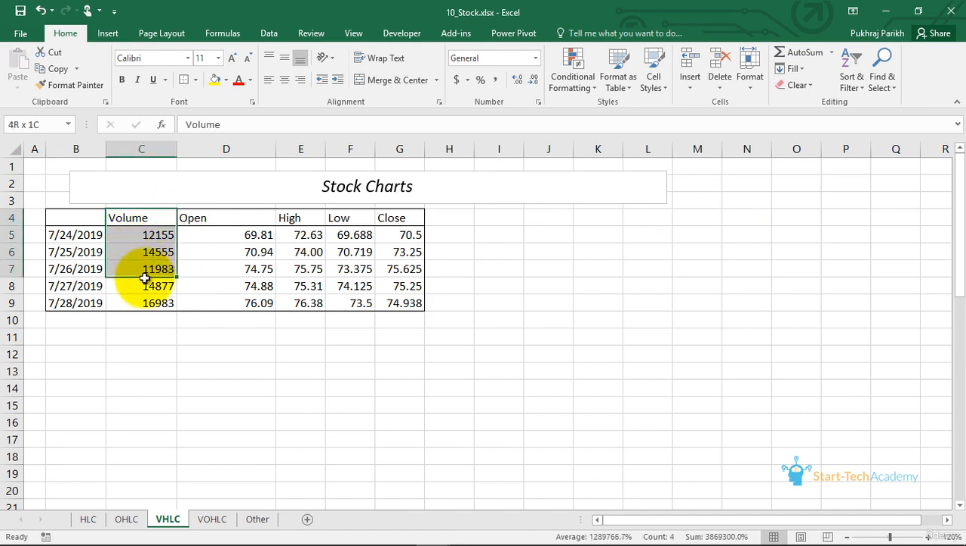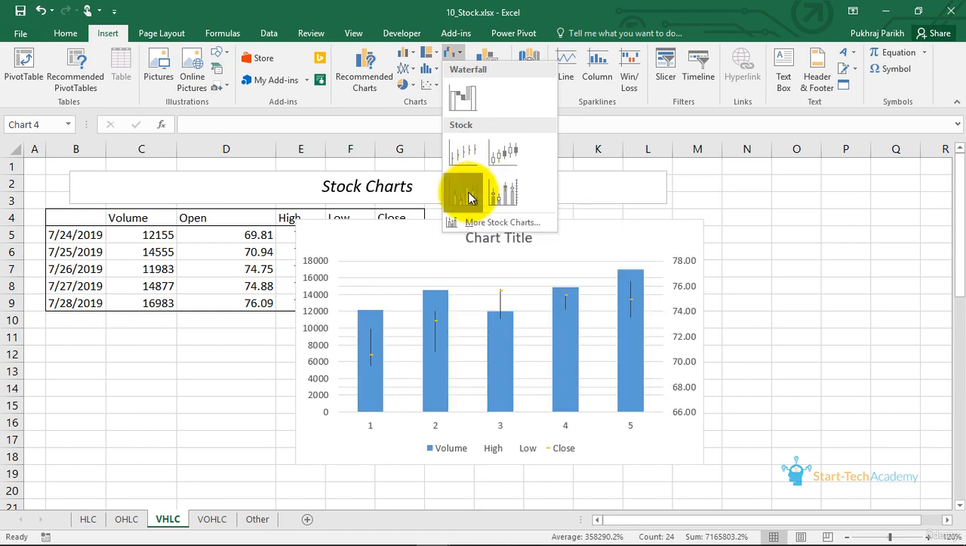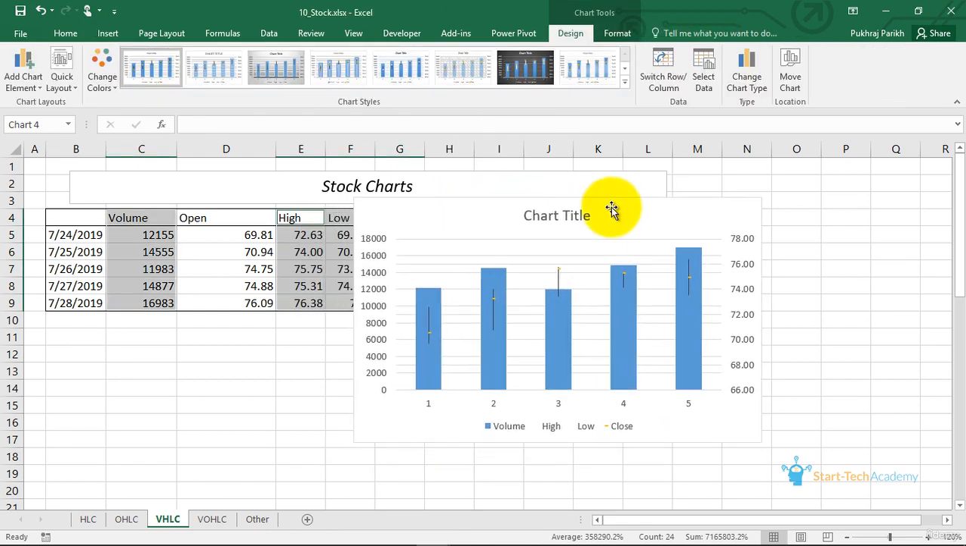So we will select volume, high, low and close column. We'll go to stock charts, select this third one. You can see that since the scales are set in this way, our 2 graphs, that is the column chart and the stock chart, are overlapping. We'll need to change the scale of either of the 2 charts.